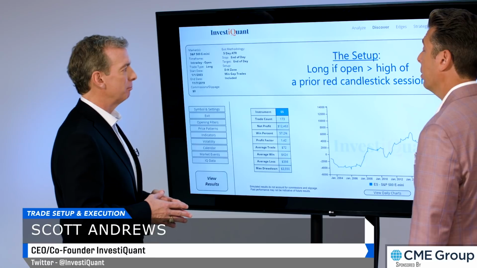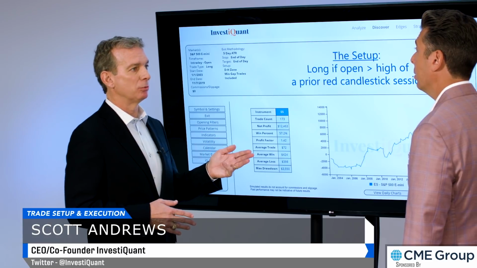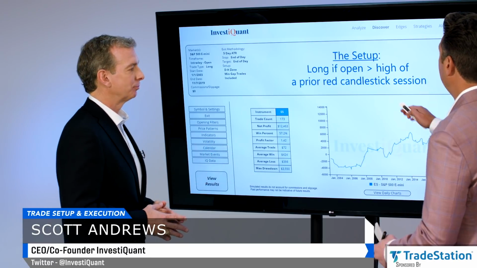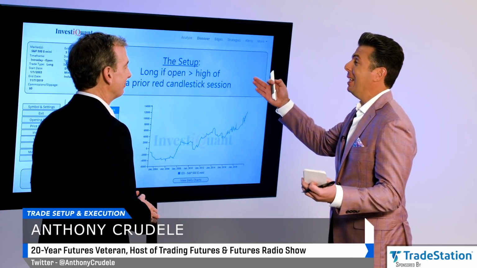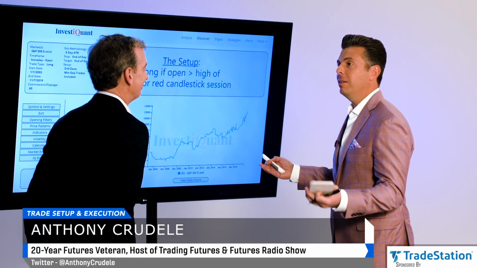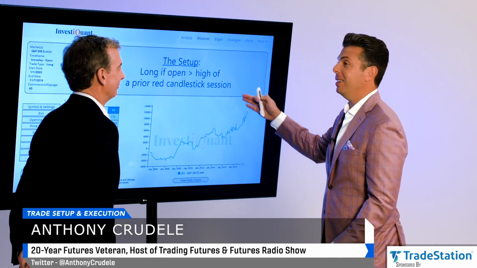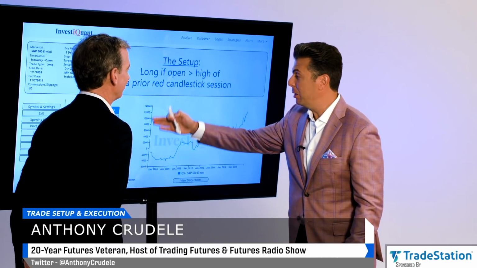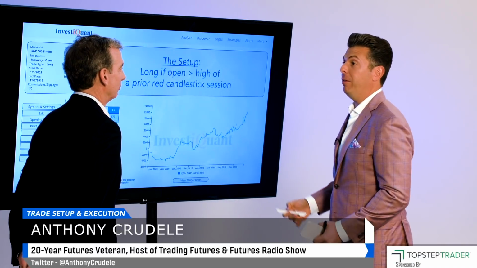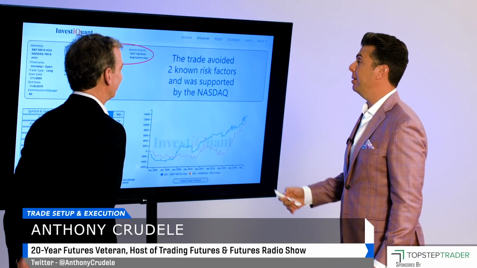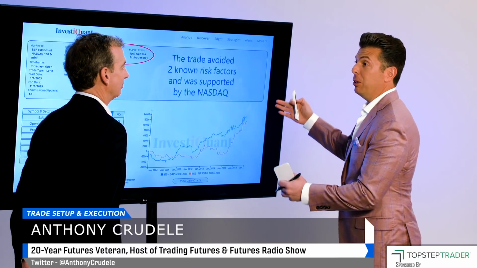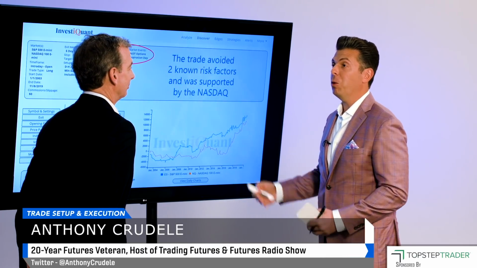I've confirmed the setup, and that takes me to step two, which is context. We're going to get there in just a second. Sure. For you being a quant, this is such a simple setup, right? Long if open is greater than the high of a prior red candlestick session. Yeah. And you just put that into your software, and it gave you back these stats, and that's why this trade is automated for you. Exactly. All right, well, let's take a look, as you said, at an additional step that goes into the quant.